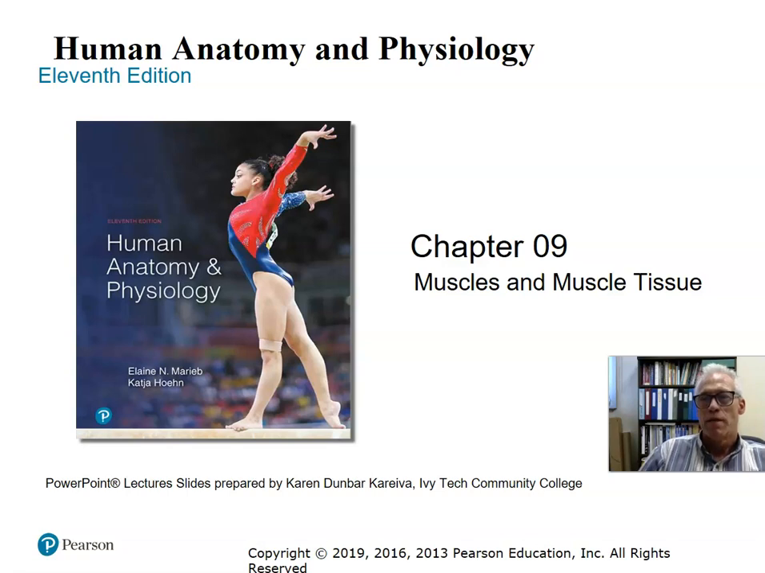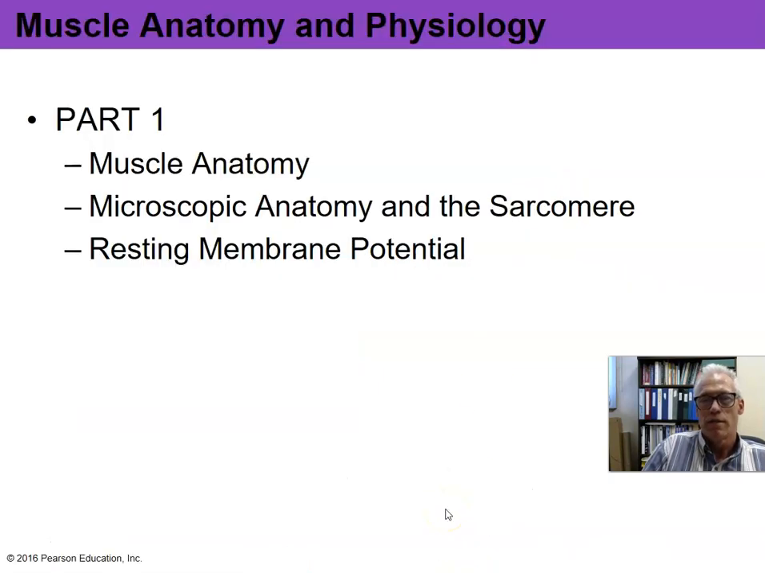This recording begins another topic in our study of human anatomy and physiology. In chapters 6 and 8, we studied the bony skeleton and then the various joints that connect the bones of the skeleton. And now we're entering into chapter 9, in which we'll learn about the muscles that produce the movements of the skeleton around those joints.